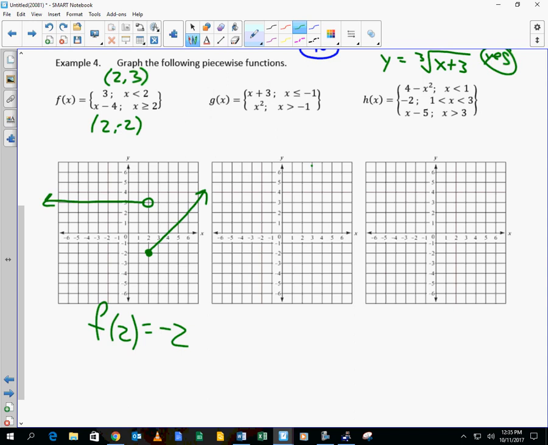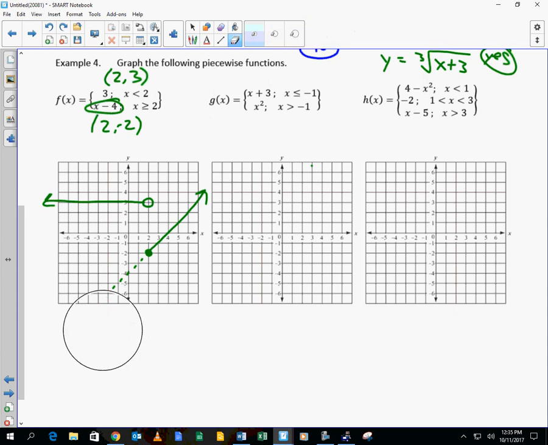The other issue that people have is they're like, well, Mr. Gens, I know that that goes through negative 4. You didn't draw it through negative 4. Well, I can't draw it through negative 4 because the point 0, negative 4 isn't part of this one because that has an x value of 0, and I need x values that are greater than 2. So that does not work. I don't show that part of the graph, okay? I just show that portion.